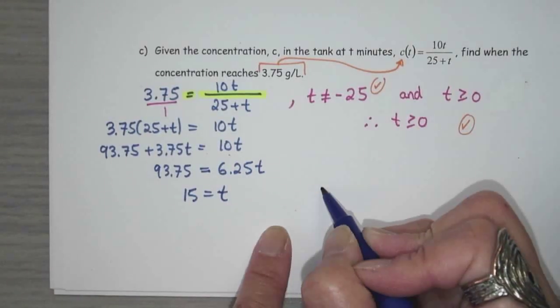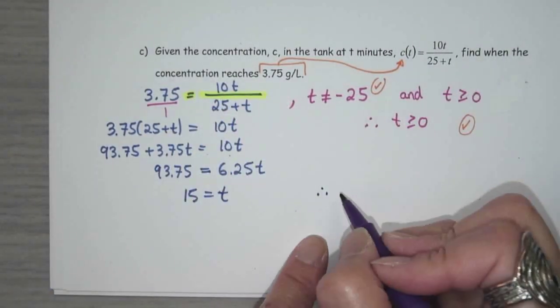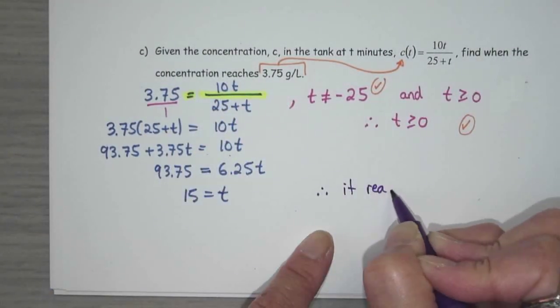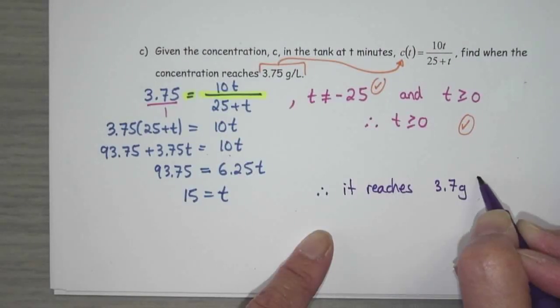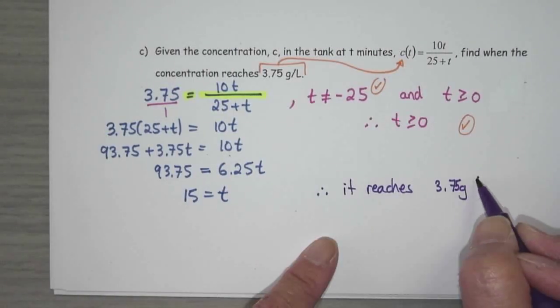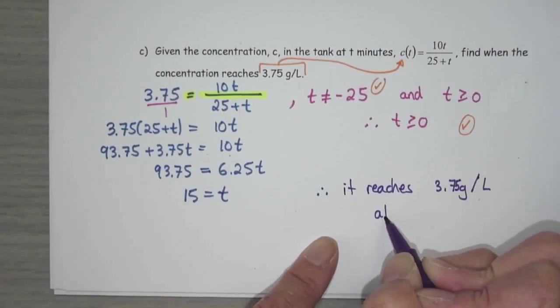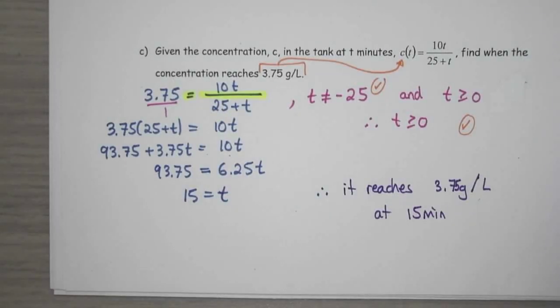And then my conclusion is going to be: therefore, find when the concentration reaches 3.75 grams per liter at 15 minutes. Okay, so a quick little sentence.